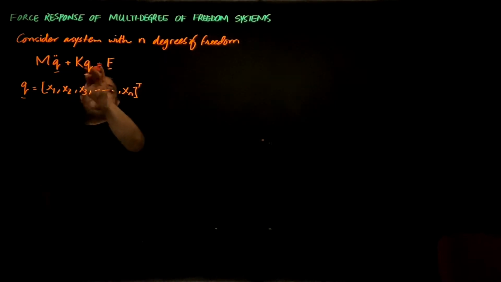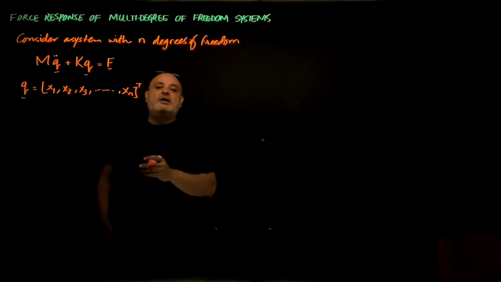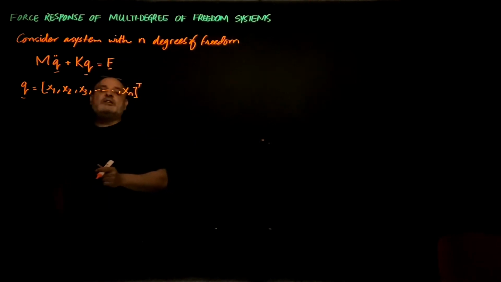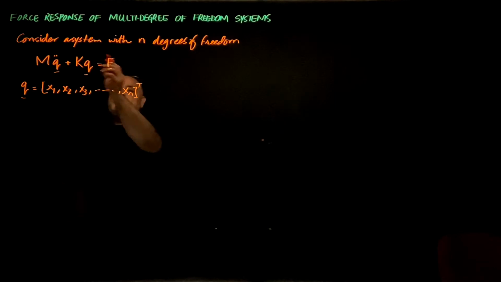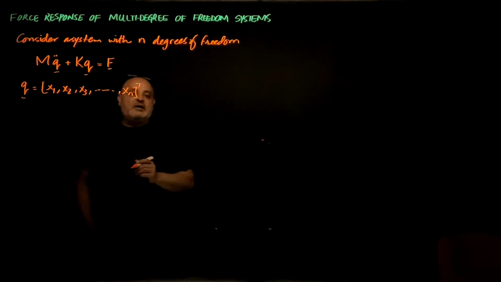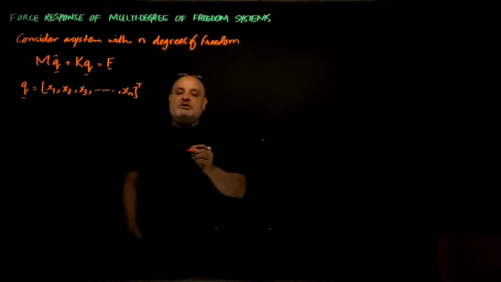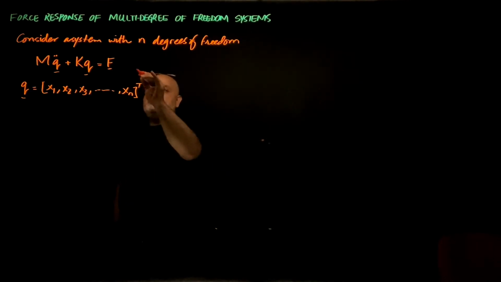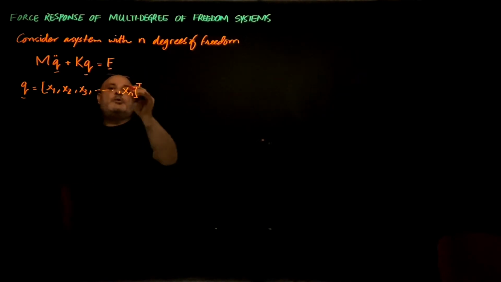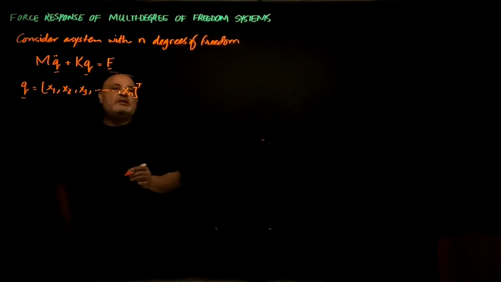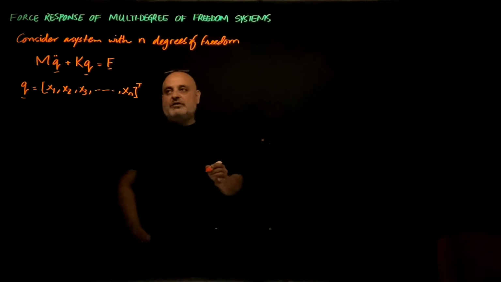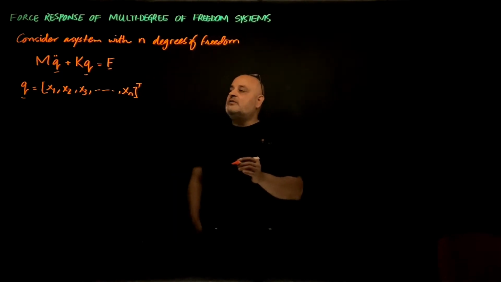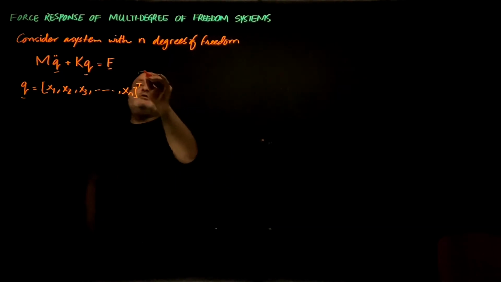Each equation in general will have x1, x2, x3 up to xn coordinates in the same equation. So these equations are coupled, and solving these equations together is not a straightforward process. We've done that for homogeneous or natural response where f was 0. Now f is not 0, it's a forced system, and this system will have two solutions.